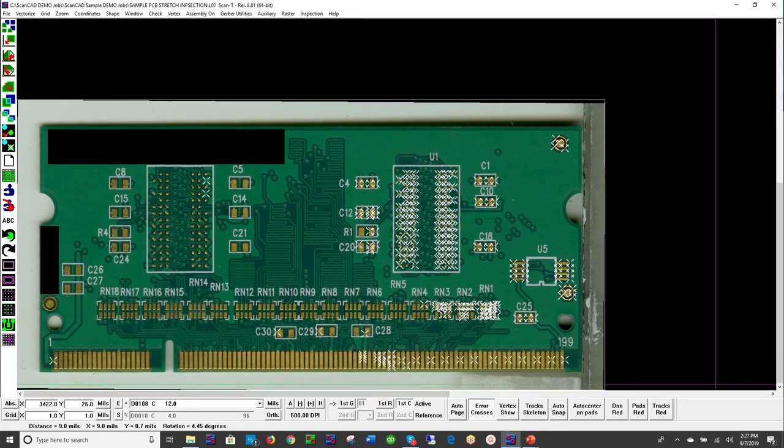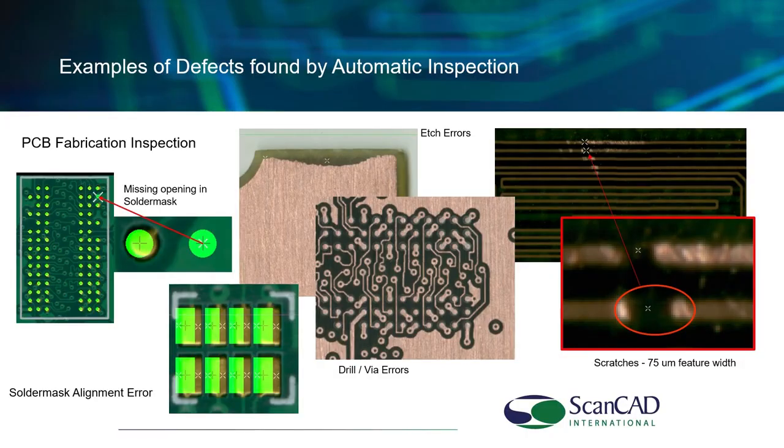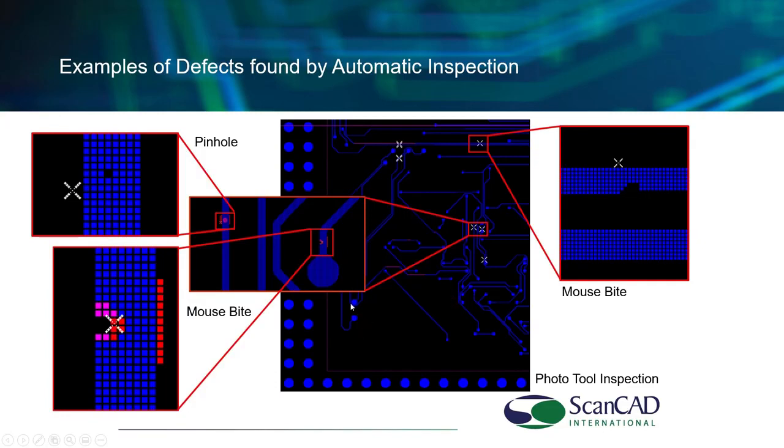Let me now go back to the PowerPoint presentation, and move to the next slide, which is showing a film inspection. Now, when inspecting photo tools or films, typically we're looking for mouse bites, pinholes, or other kinds of defects. And typically photo tools are then used to add value to future parts. So if the photo tool is damaged, you could be creating some very expensive mistakes down your production process.